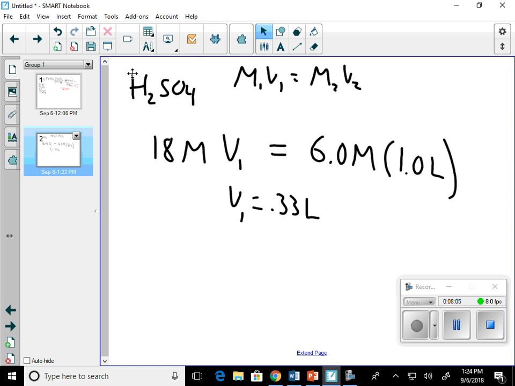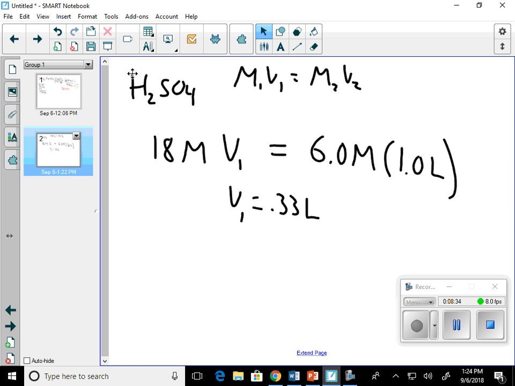Most people, when I show them an equation like this, and they know, hey, there's 3 variables, I solve for the 4th, they have no problem doing the math. The tricky part is, what in the world does this even mean? What this means is I'm going to take the stuff that's really concentrated. I'm going to take 330 milliliters of it. I'm going to mix it with water to get to 1 liter. And if I do that, I just made 6 molar sulfuric acid.